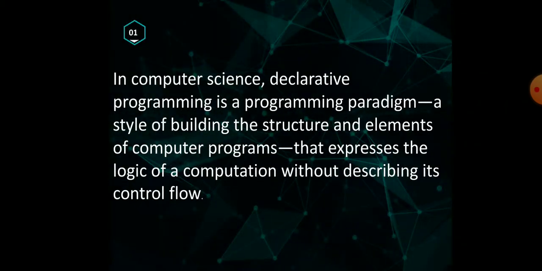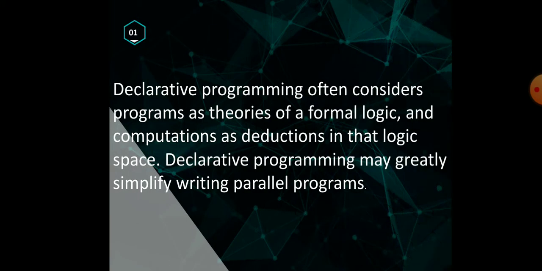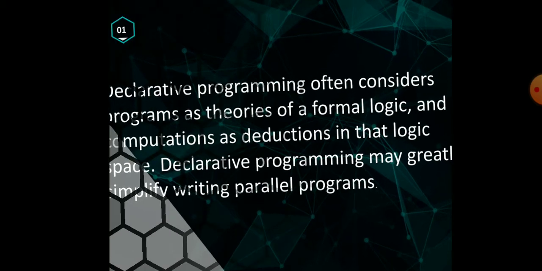In computer science, declarative programming is a programming paradigm, a style of building the structure and elements of computer programs that expresses the logic of a computation without describing its control flow. Declarative programming often considers programs as theories of a formal logic and computation as deduction in the logic space. Declarative programming may greatly simplify writing parallel programs.